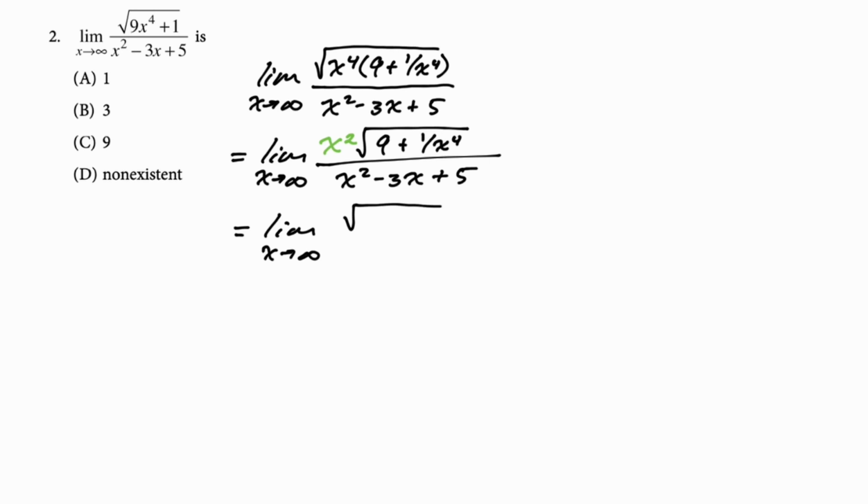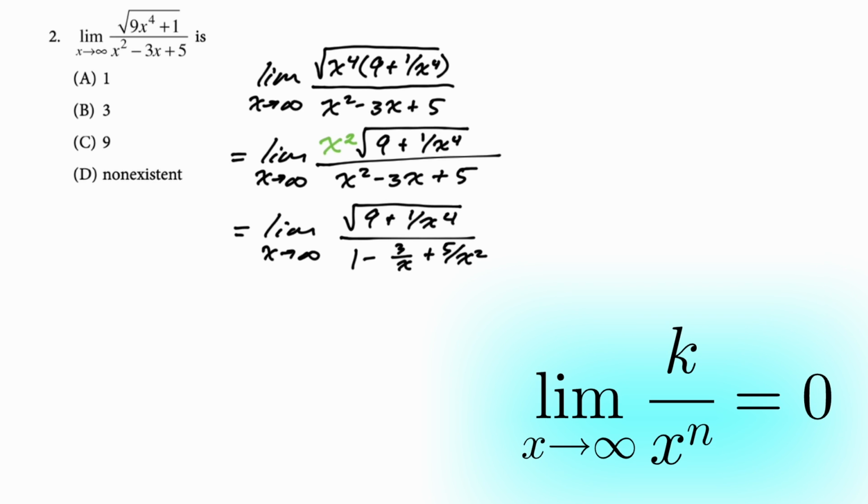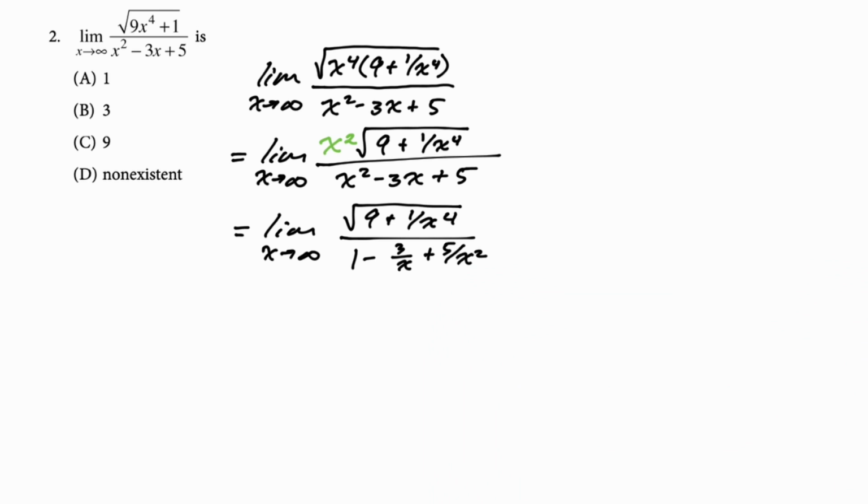So I'll let you watch as I do this one. So the x squared in the numerator just cancels. X squared over x squared is 1. Then we get 3 over x. We get 5 over x squared. Now the beauty of this is that 1 or any constant over x to any power as x goes to infinity is 0. So all we have left is the square root of 9, which is 3 over 1, which is 3. So our answer is definitely B.